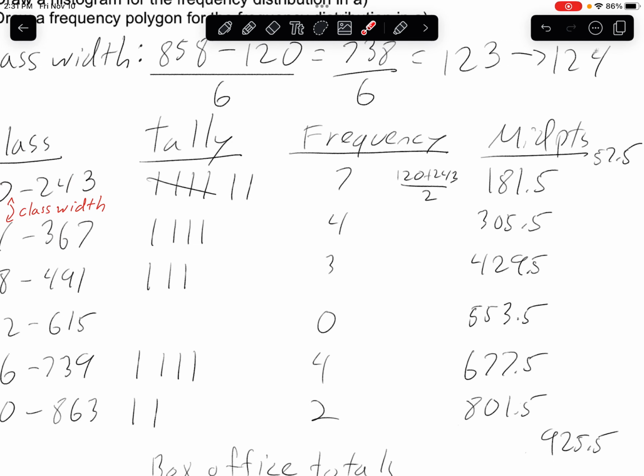And recognizing this lets you get the lower portions. 181.5 minus 124 is equal to 57.5. This is where your histogram is going to begin. 801.5 plus 124 is equal to 925.5. This is where your histogram is going to end. Not frequency distribution, histogram, I'm sorry. Histogram and frequency polygon.